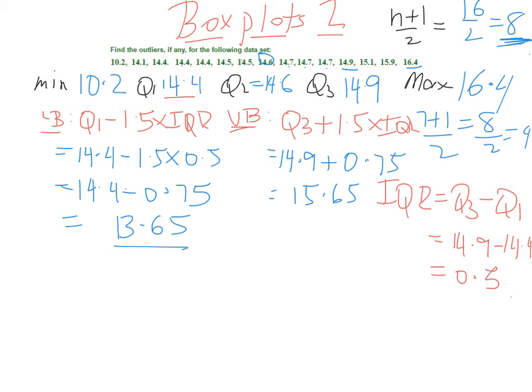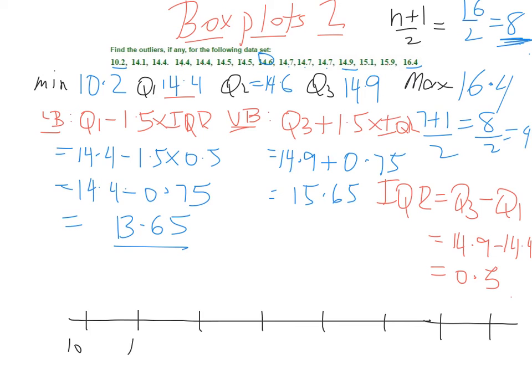So now we draw up our box plot again. We're going from 10.2 to 16.4, right? So I'm going to go 10 to 17. 10, 11, 12, 13, 14, 15, 16, 17.